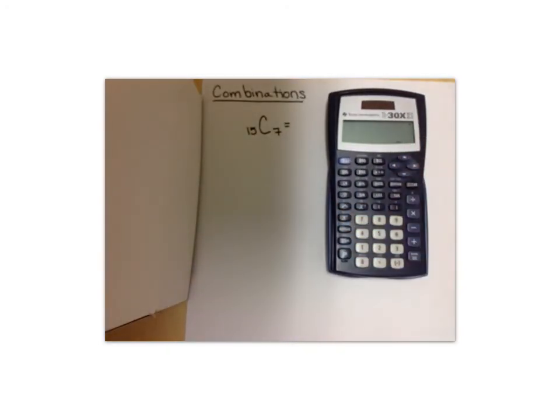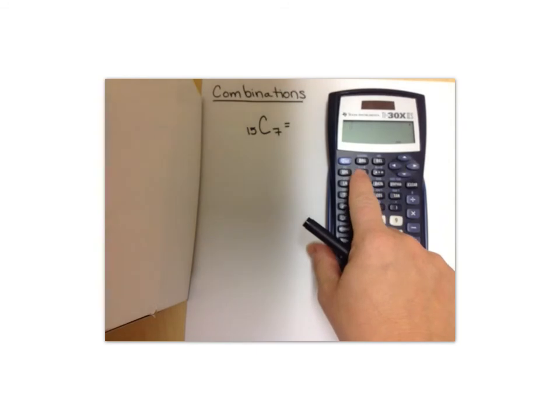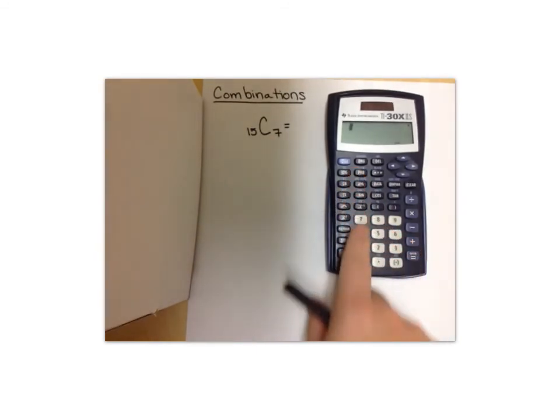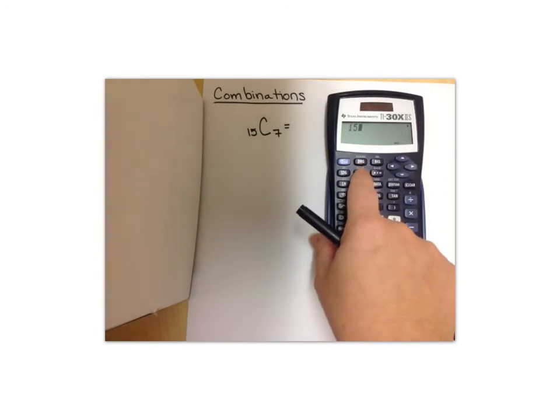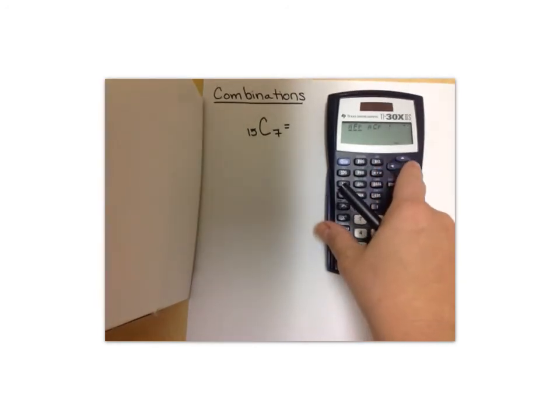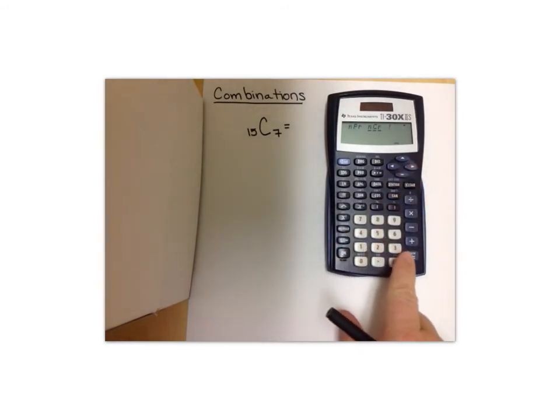You will find this also in the probability section. So I'm going to type in 15, go to probability, and the combinations is the second one over, so you have to hit your right arrow. Choose enter. And then choose your R value, which is 7. Hit enter, and you get the 6,435.